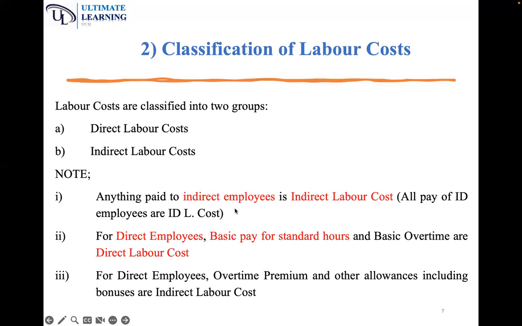So remember, employees' wages: there is basic pay for standard hours, there is the basic overtime, there is the overtime premium, and there are the allowances. Basic pay for standard hours and basic overtime are direct labor costs. Overtime premium and other allowances are indirect labor costs.